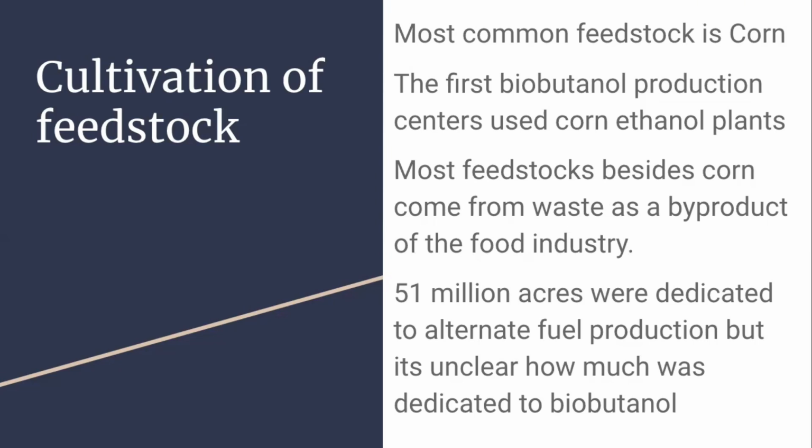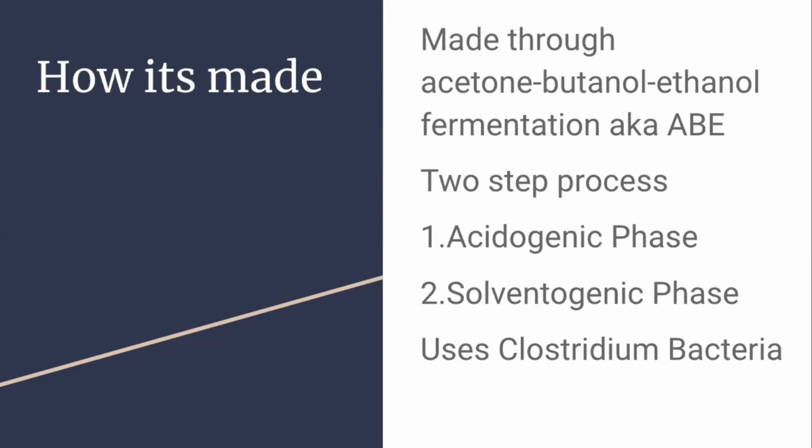Along with knowing what feedstocks are used and how they're obtained, it is important to understand how biobutanol is made, which brings us to the next point of discussion. How biobutanol is made. Biobutanol is made through acetone butanol ethanol fermentation, also referred to as ABE fermentation. This is a two-step process that utilizes Clostridium bacteria to convert sugars into alcohol. The two phases are acidogenesis, which converts sugars to acids, and solventogenesis, which uses reabsorption to produce butanol with ethanol and acetone as byproducts. ABE is anaerobic, so no oxygen is required.